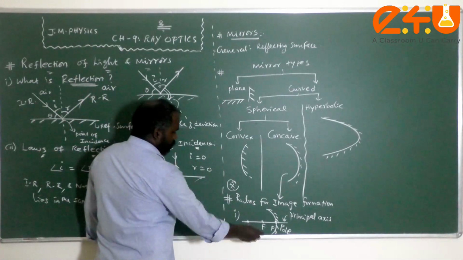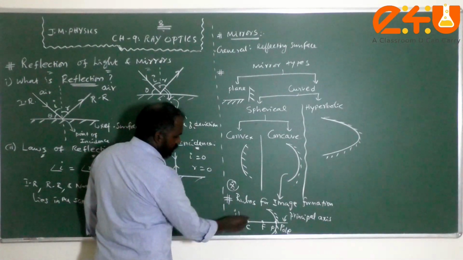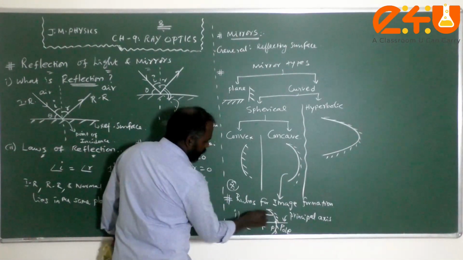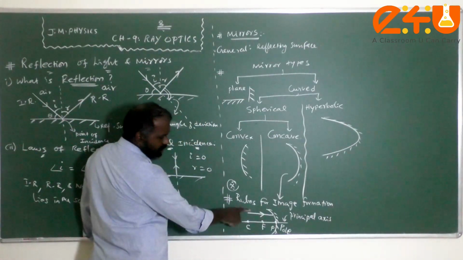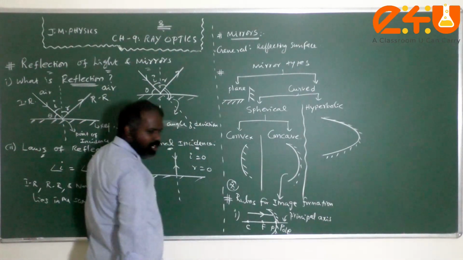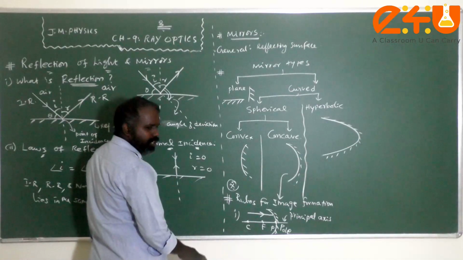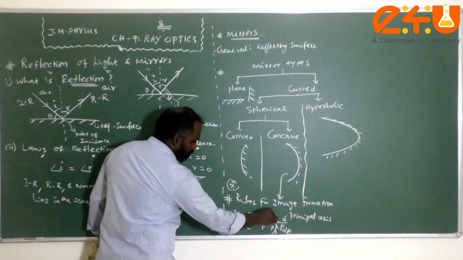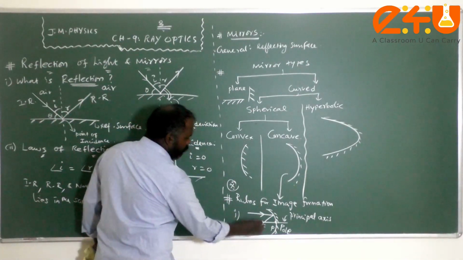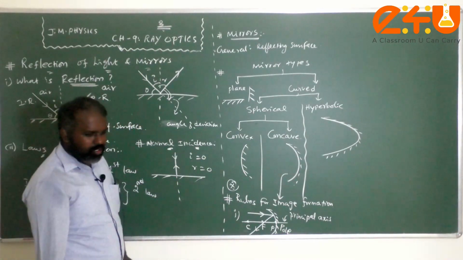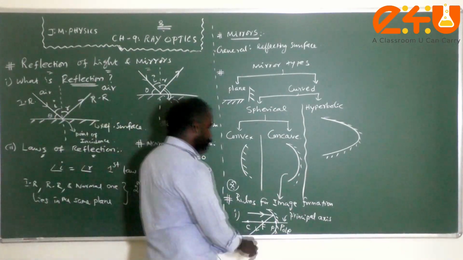Now please see that the first rule says that if the incident ray is parallel to the principal axis, if the incident ray is what, children? Parallel to the principal axis, then after reflection the light ray should pass through the principal focus. The light ray should pass through the what, children? Principal focus. This is the first rule.